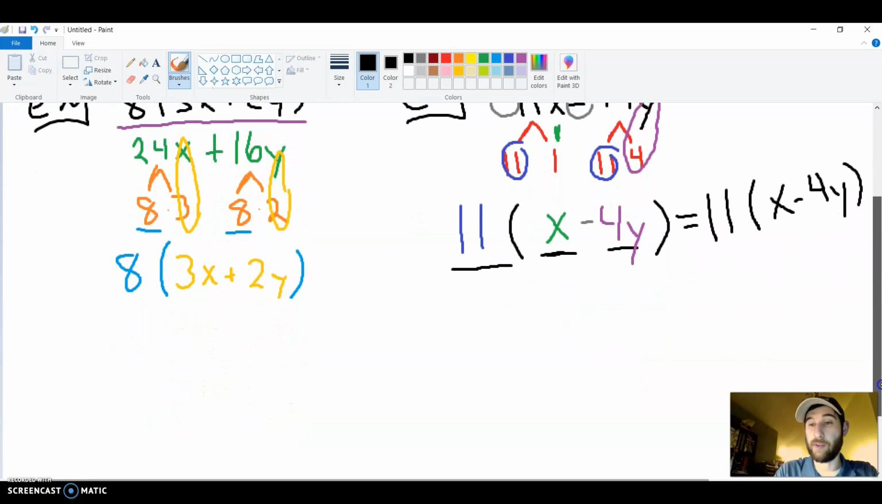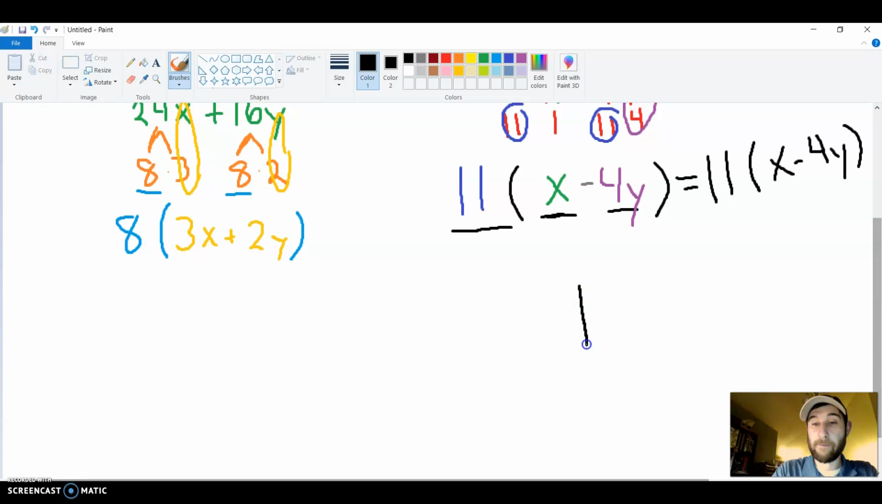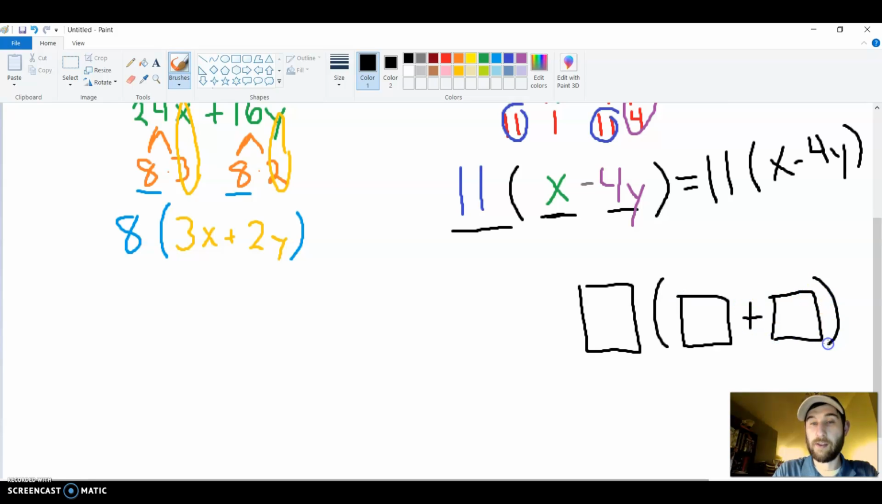I'll go and scroll down here a little bit. Your computer screen may have a blank, parenthesis, blank, plus blank, parenthesis. What you would type in order to match what we just answered up above is the 11 in the first blank, the x in the second blank, but then negative 4y in the third blank. That's how you're going to be able to capture everything that you saw up above. The 11, the x, and then the subtraction of 4y is represented by a negative 4y because the subtraction sign is just representing a negative number.